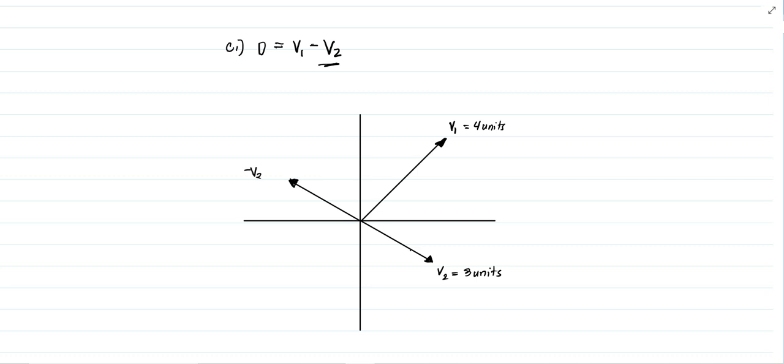Let us now label the angles. Make sure that you labeled all given values correctly. Notice that the direction of the negative vector v sub 2 is still 30 degrees, but now clockwise from the negative x-axis.